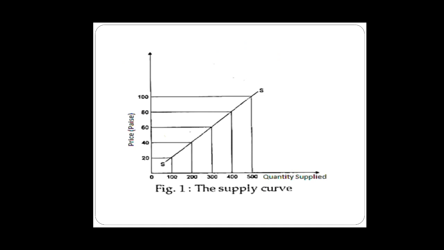Dear students, the positively sloped supply curve is also caused by the rise in the cost of production. Usually, cost of production increases with increase in production. In this situation, producers will produce and sell more units only at a higher price in order to cover the normal profits.